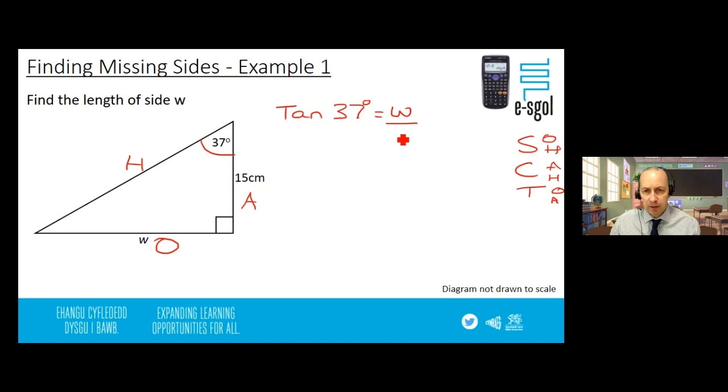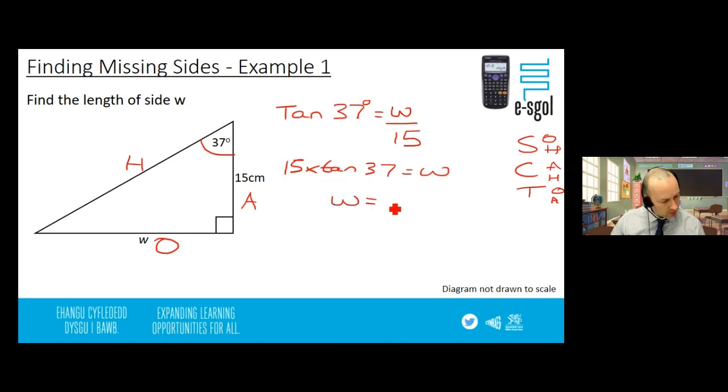The A is 15. And ultimately, what I need to do is solve this equation to get W on its own, or find the value of W. So what I need to do is get this 15 multiplied by the tan of 37. What I'm actually doing is multiplying both sides by 15, but we can move the 15 up, and we can do 15 times the tan of 37, and that's going to be equal to W. So I'm going to type those numbers into my calculator.